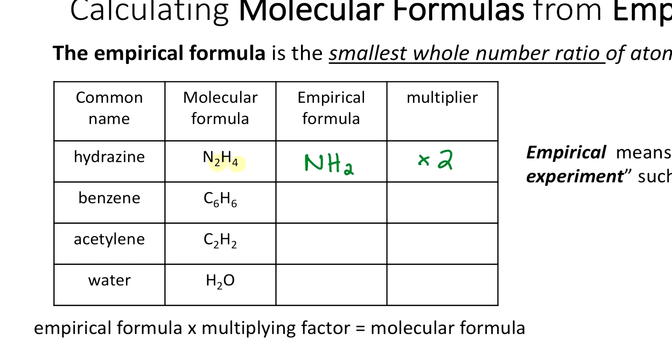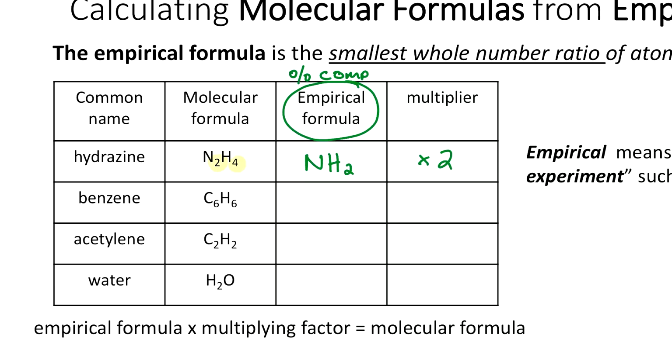Why what we just learned is important is because all of that percent composition data can only help us calculate the empirical formula. That's all we can calculate. So for example, if a chemist determined the percent composition of hydrazine, all they could calculate is the empirical formula. They couldn't get the molecular formula without another piece of information.